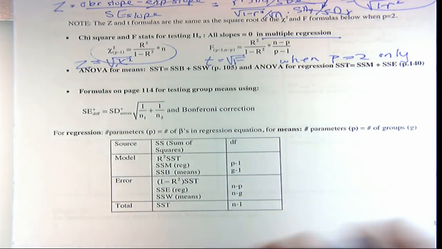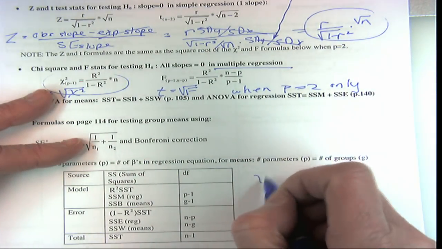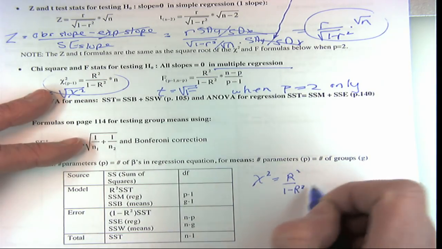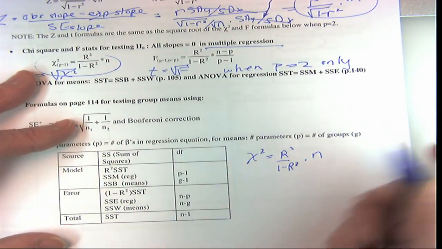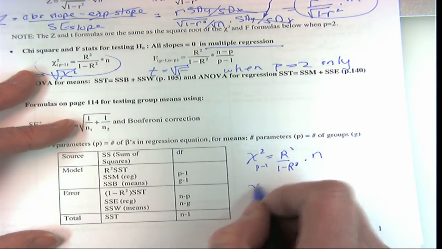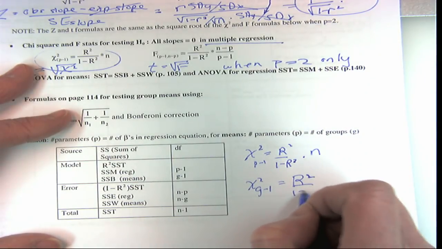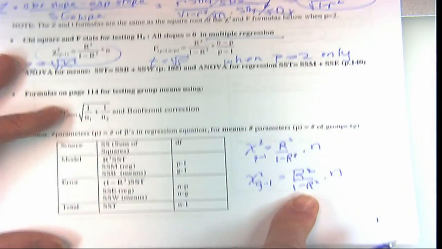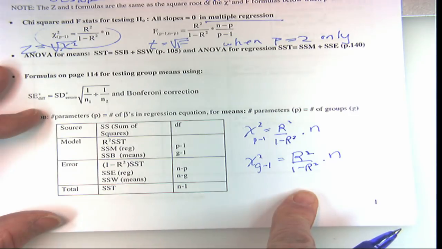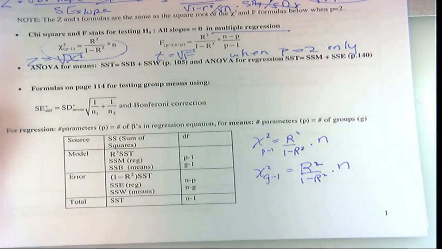Okay? So maybe that's where you should have written that you just have chi-squared is equal to r squared over 1 minus r squared times n. It's the same exact thing. It's just either p minus 1 or now it's g minus 1. It's the same exact statistic. And for f, it's the same exact statistic, except what do you do? You replace the p with the g. Any questions on that?